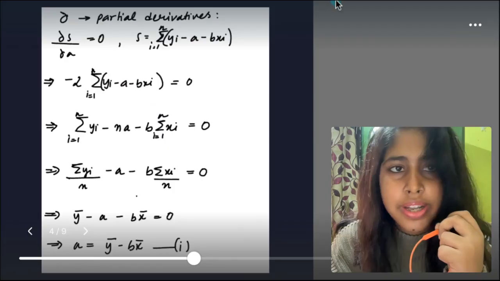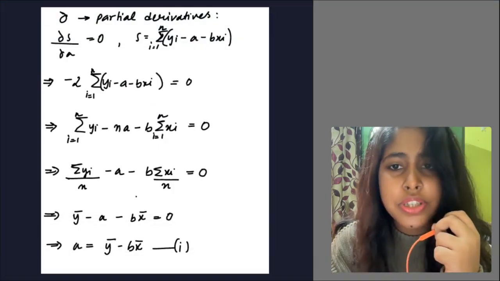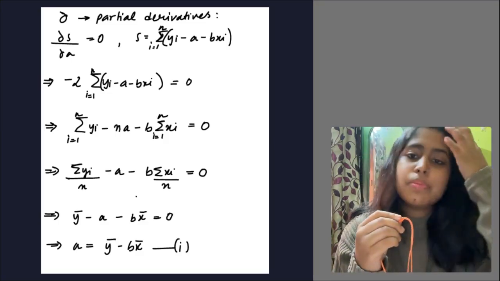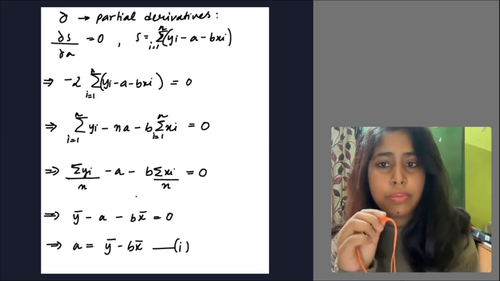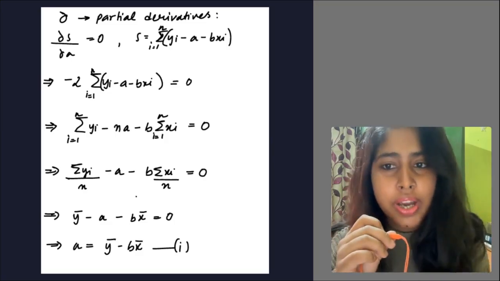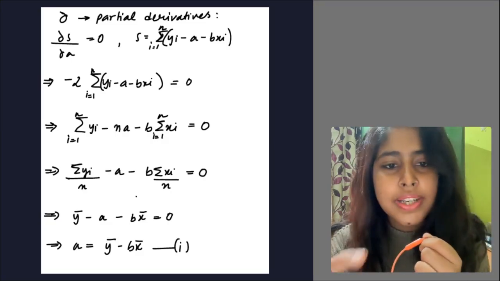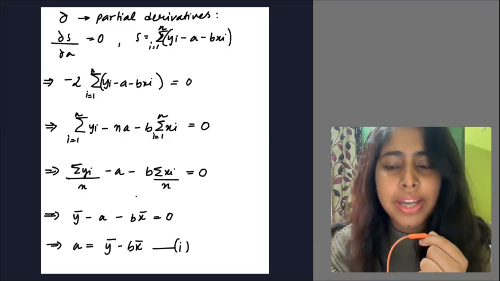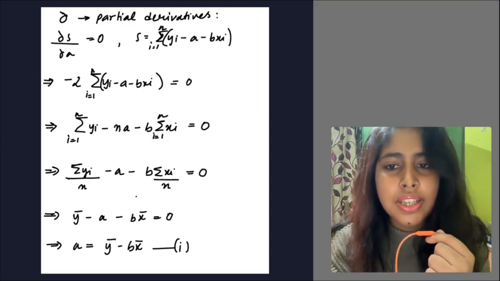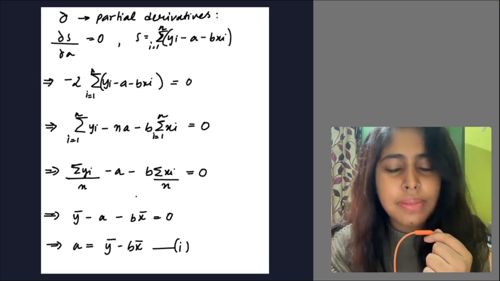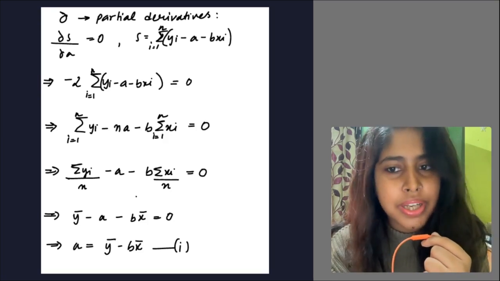Now, coming to the next slide, let's solve for a first. The partial derivative of S with respect to a equals minus 2 into summation of yi minus a minus bxi equals 0. Now if we simplify it, we get summation of yi minus na minus b summation xi equals 0. Now if we divide it by n, we get summation of yi by n minus na by n, which is equal to a, minus b summation xi by n.